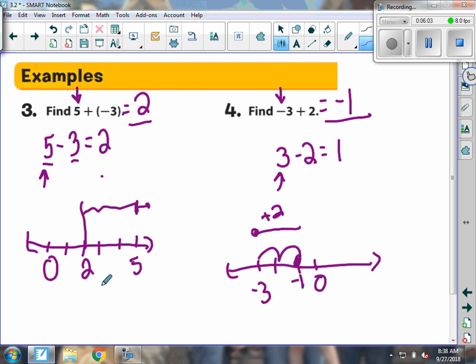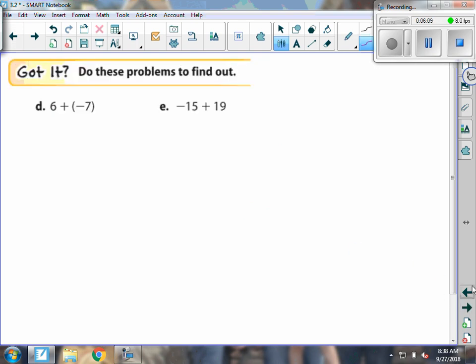So when we add a negative, we go left. When we add a positive, we go right. So try these two, please.